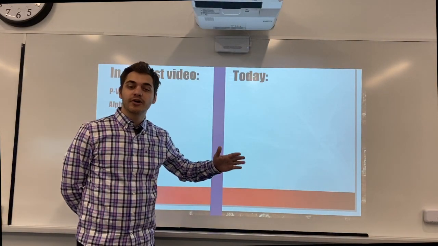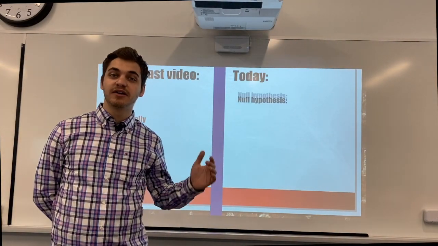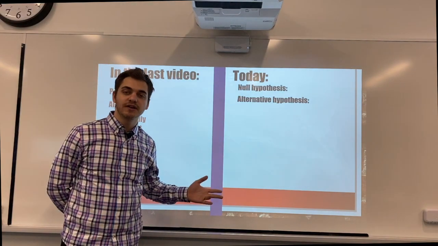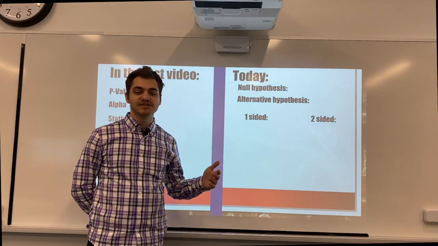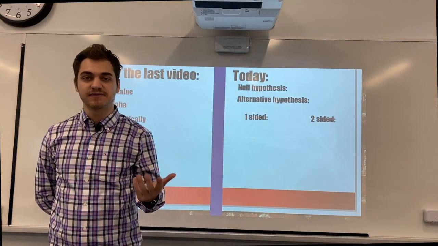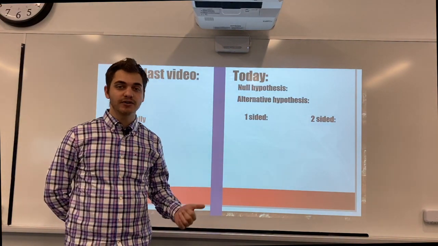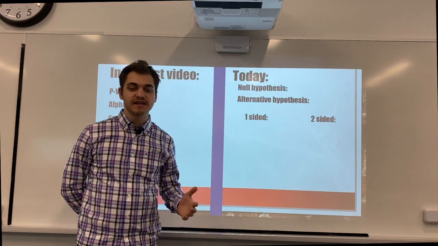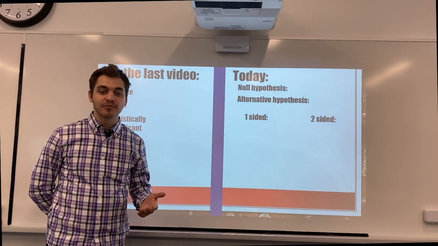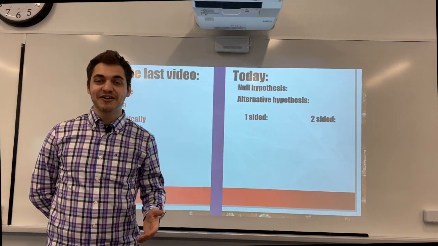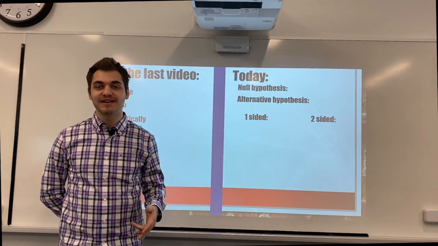Today, we're going to learn about the null hypothesis and the alternative hypothesis, which consists of one or two-sided tests. Our null hypothesis is that there is no significant difference between the specified populations. As for our alternative hypothesis, it is a statement of what a statistical hypothesis test is set up to establish. Now, the alternative hypothesis consists of one or two-sided tests.